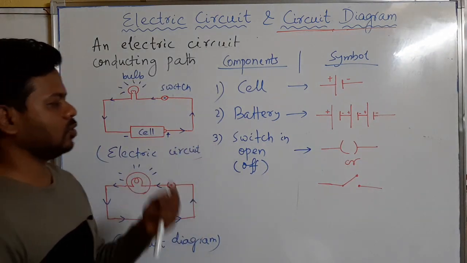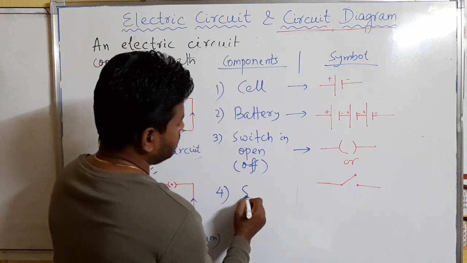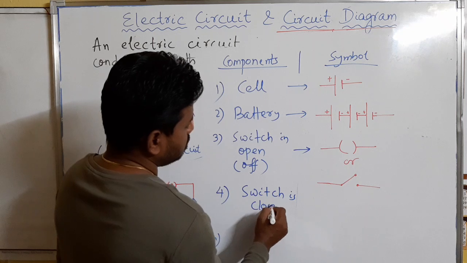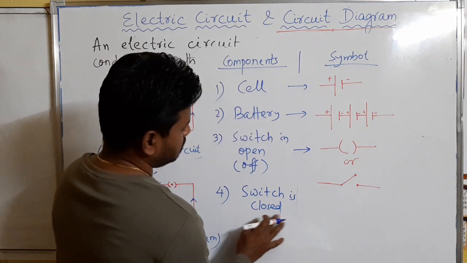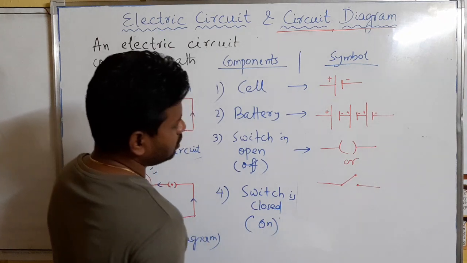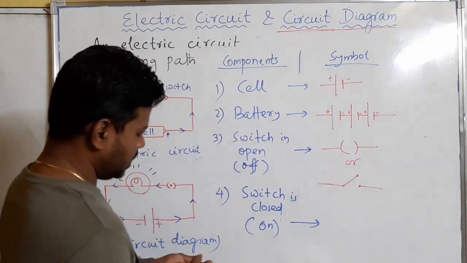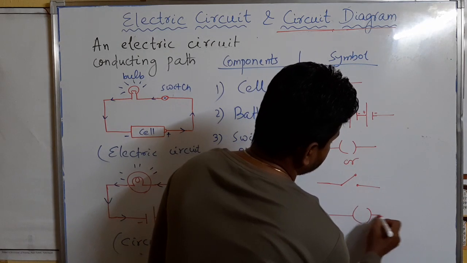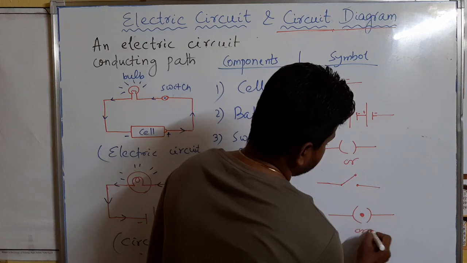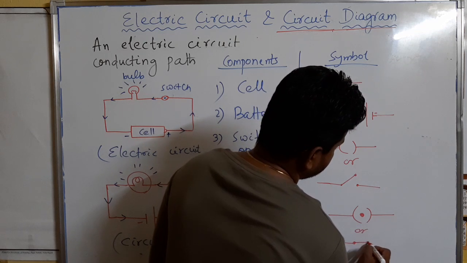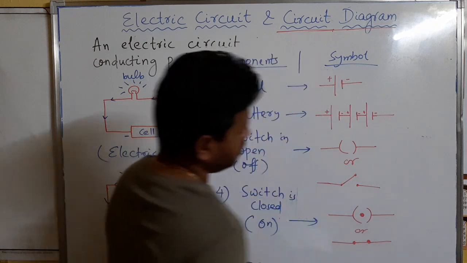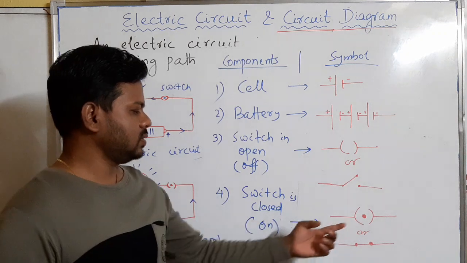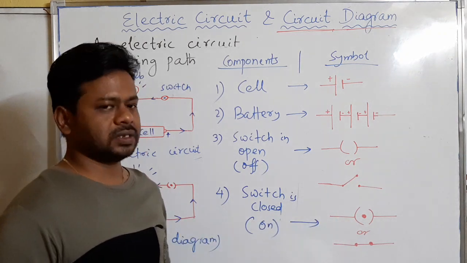Switch is in off condition or open condition. Then switch is closed, that is on condition. The diagram will be like this, or like this; you can use any one of it. This is the switch in closed condition. Switch in on means current will pass.